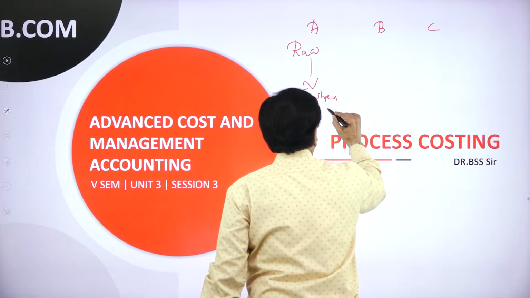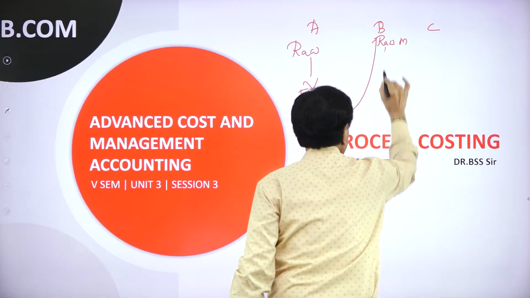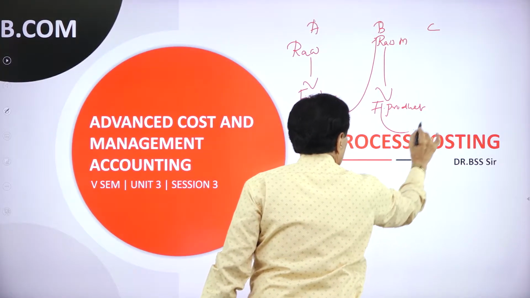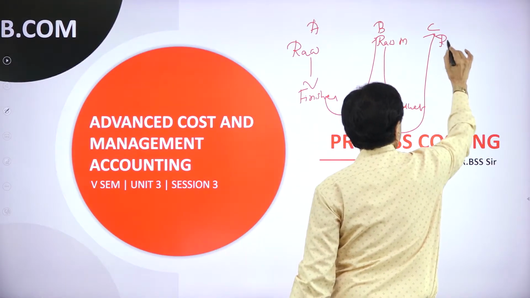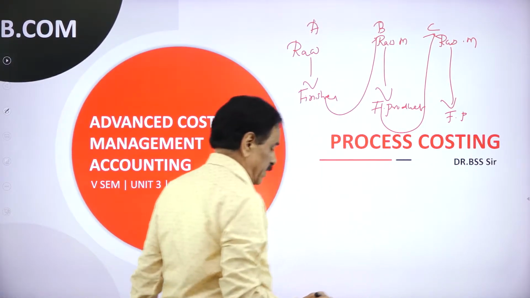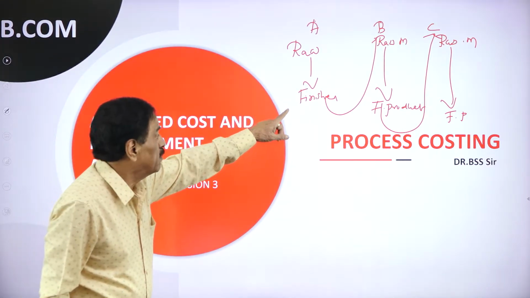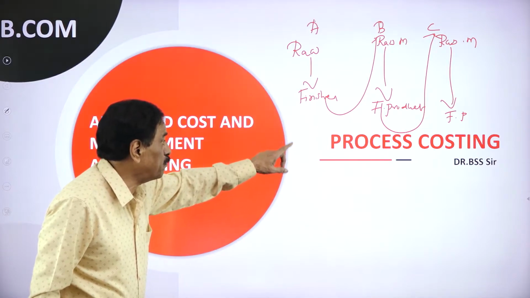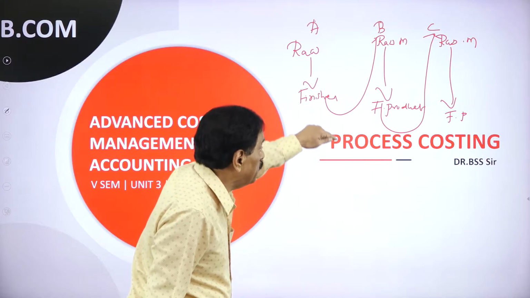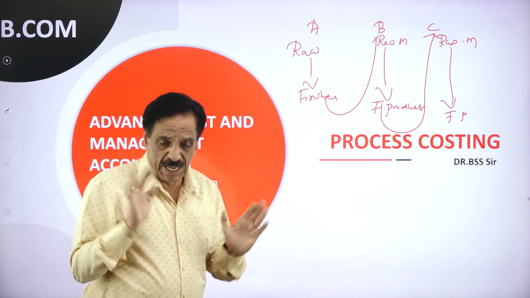The finished product of the process A become the raw materials. This is wrong. This become once again finished product. The finished product of B goes to C, becomes the raw materials, where we get the finished product. Here, how it goes? You put the raw material here, you'll get the finished product here. The finished product of process A become the raw material for process B. The finished product of process B become the raw material for process C, where you get the finished product. So it has gone to three processes here.